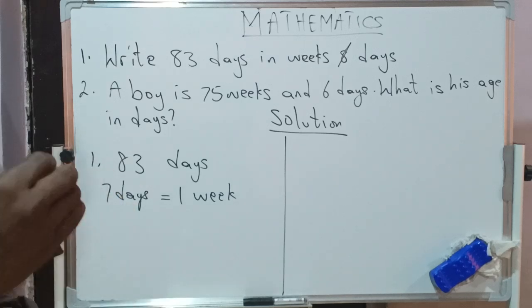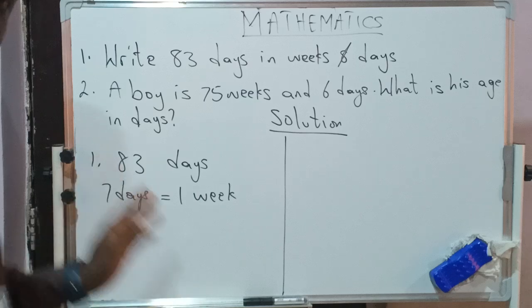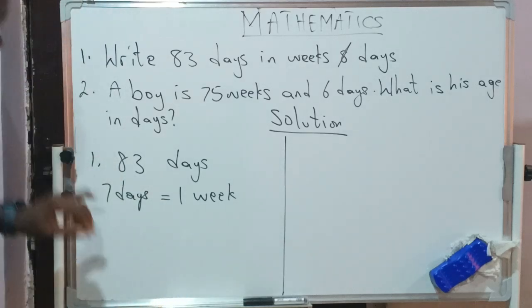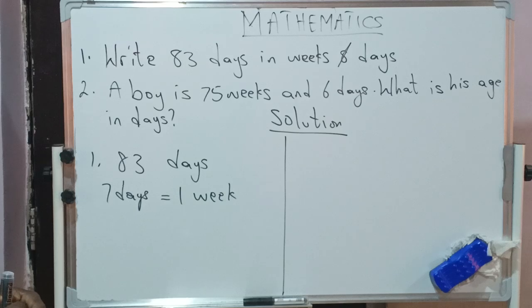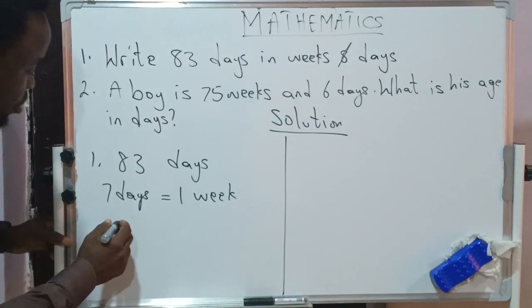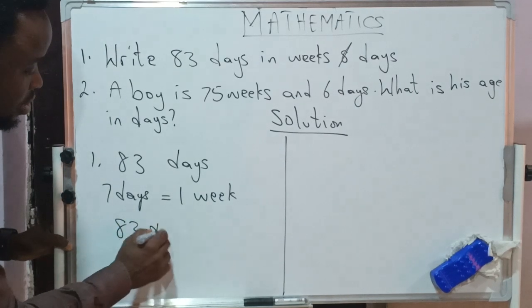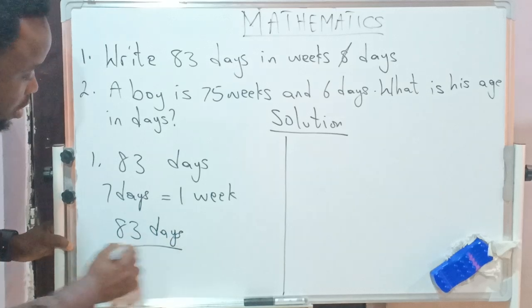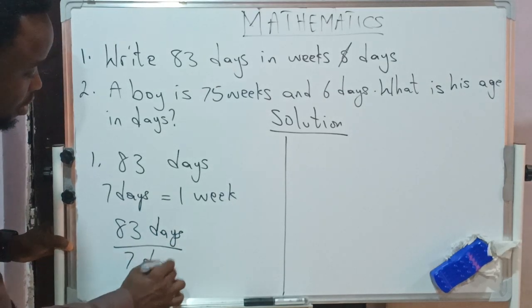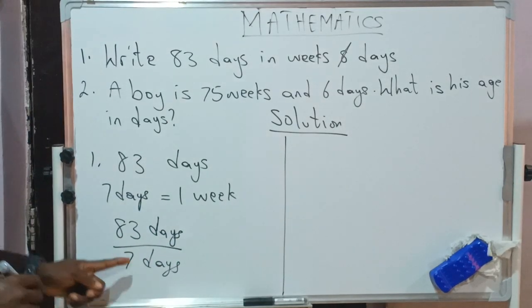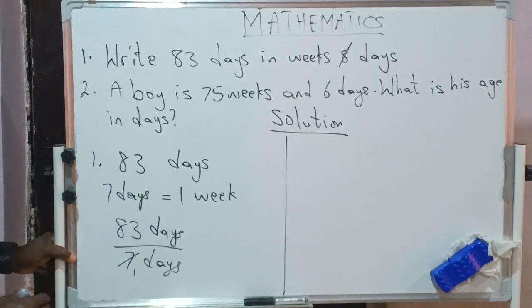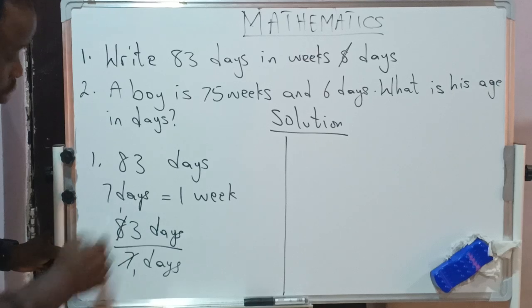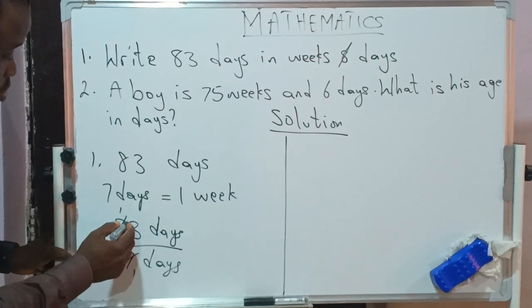So instead of counting one after the other, the best thing to do is just to check how many 7s I can say in 83. So I'm going to say 83 days divided by 7 days. How many 7s can I say here? Let's do the division together gently. 7 in 8 is 1. Remember 1, put it here.